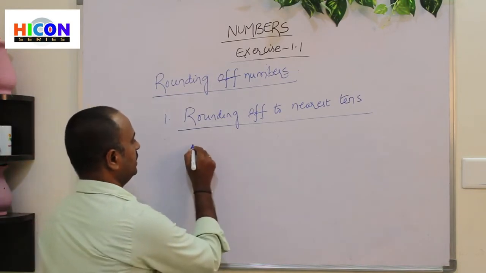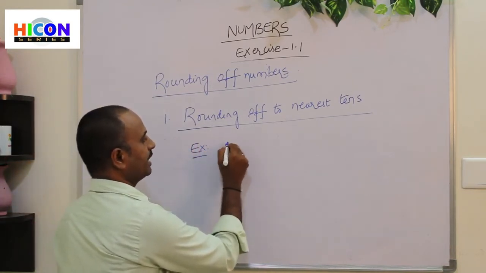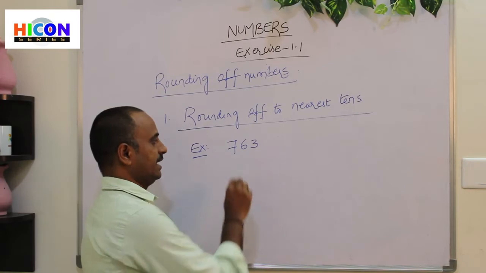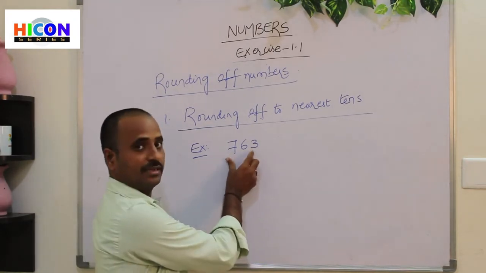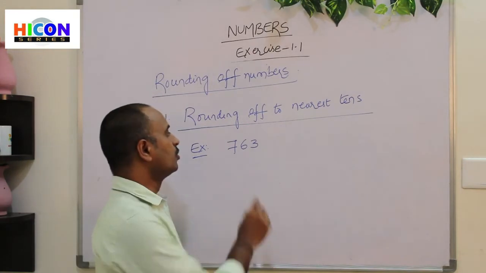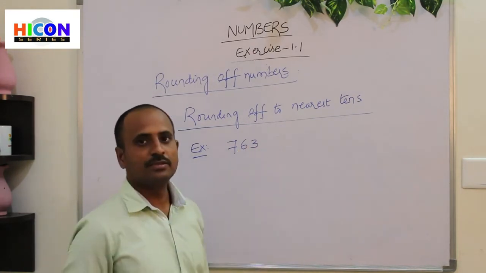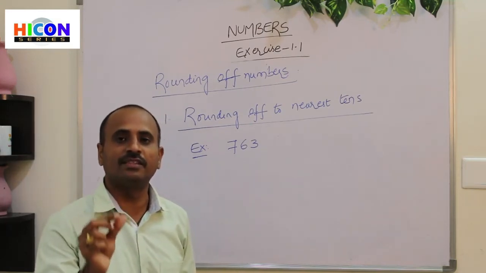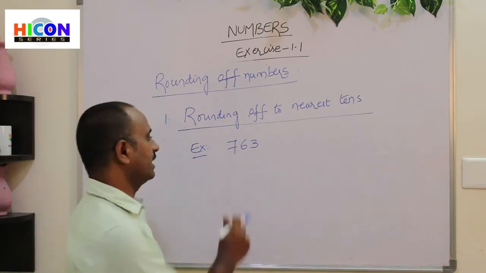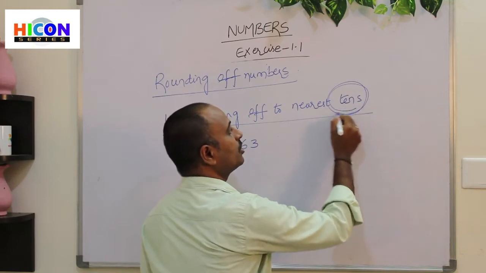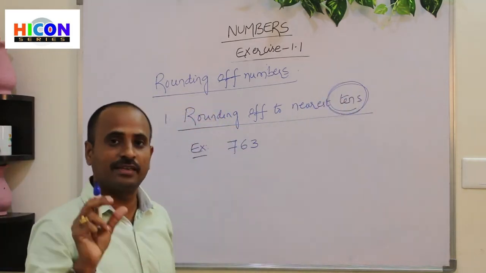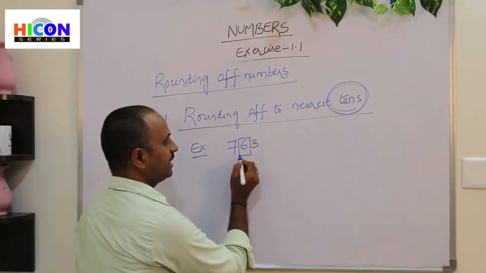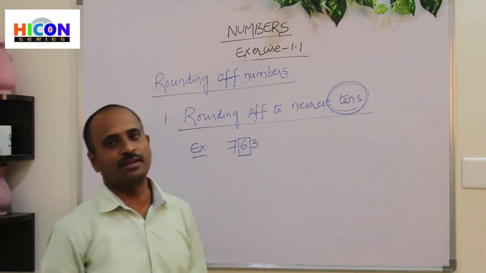Children, see an example. Here a number is given: 763. Now we have to round this number to the nearest tens. Children, listen carefully. First identify the digit present in the tens place. Since we have to round to the nearest tens, we find the digit in the tens place. Here the digit in the tens place is 6. That means there are 6 tens.